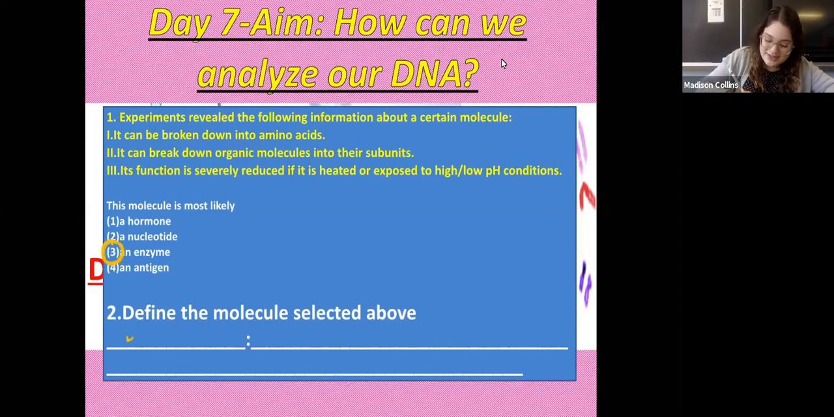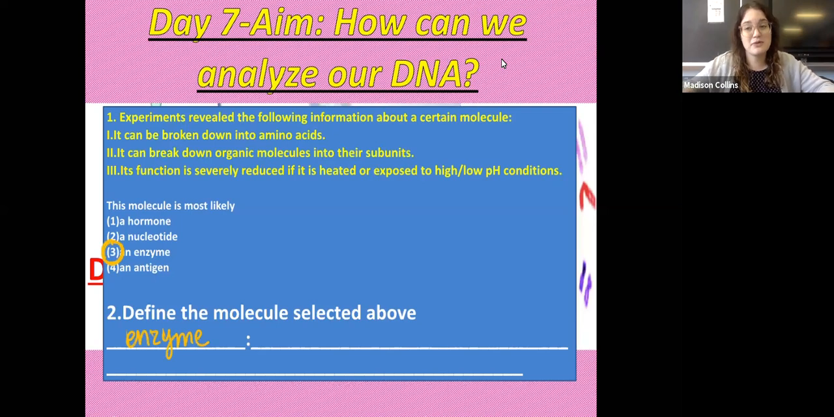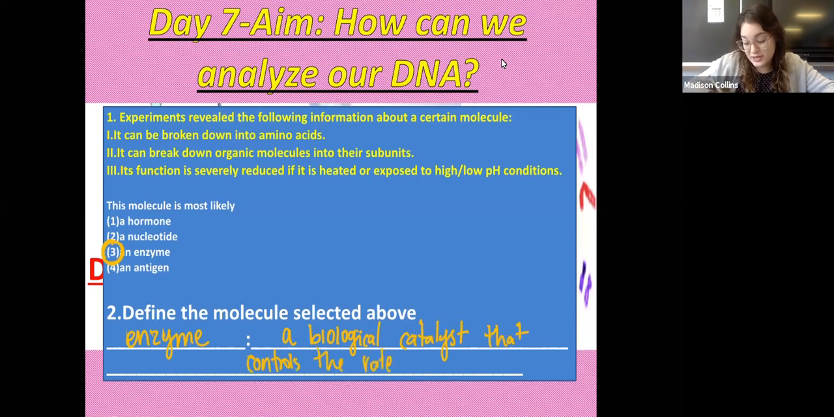Now, I also asked you to define what exactly is an enzyme. So you probably had to dust off that Unit 2 vocabulary to write down that an enzyme is a biological catalyst that controls the rate of reactions. Specifically chemical reactions.